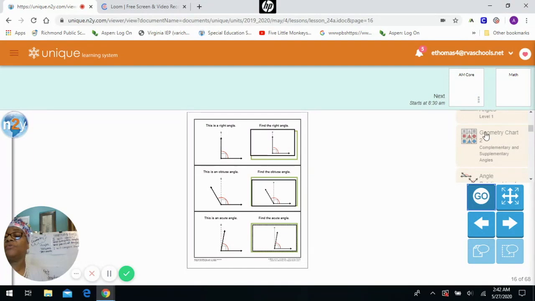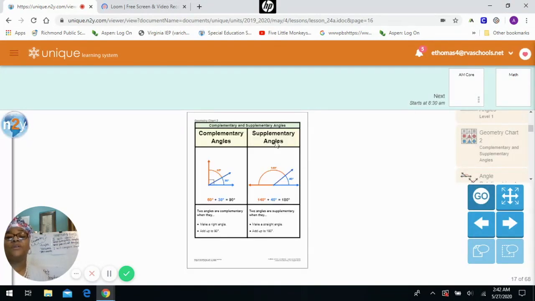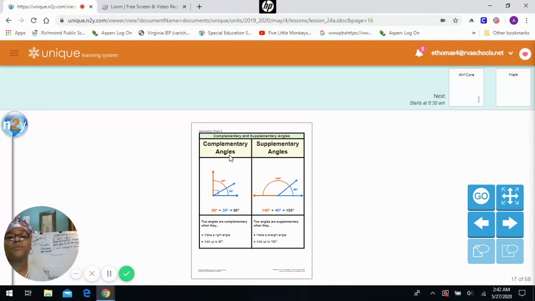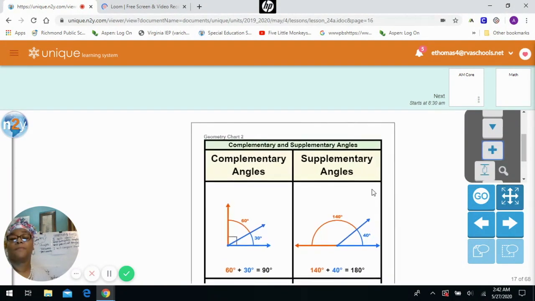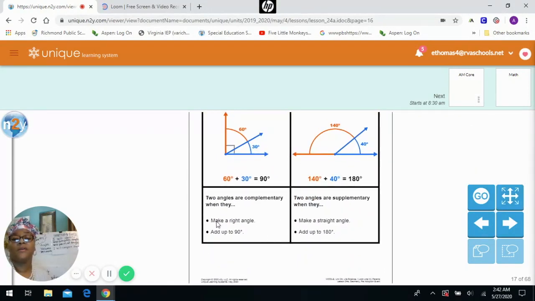So we're going to go over chart 2. In chart 2, we're talking about complementary angles and supplementary angles. Two angles are complementary when they make a right angle or add up to 90. They will be complementary to each other.